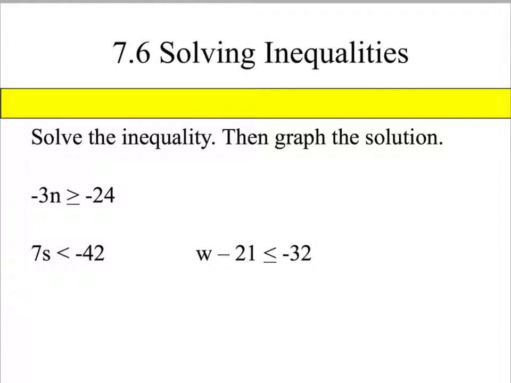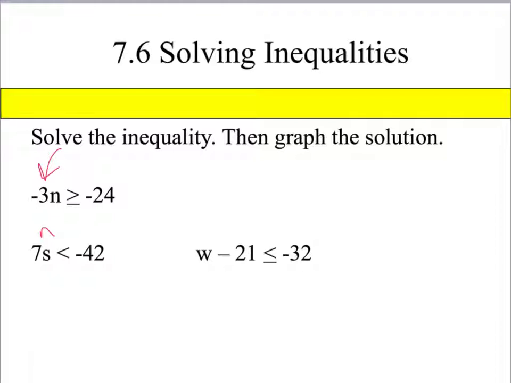Alright, so this very first one where it says -3n is greater than or equal to -24. Okay? What is my first step? Well, I notice that when I look at this -3n, I want to get n all by itself. And in order for me to do that, I need to divide. Okay? Why do I divide?